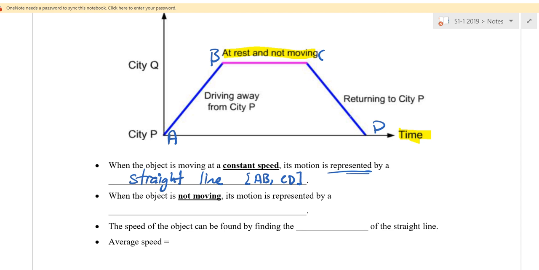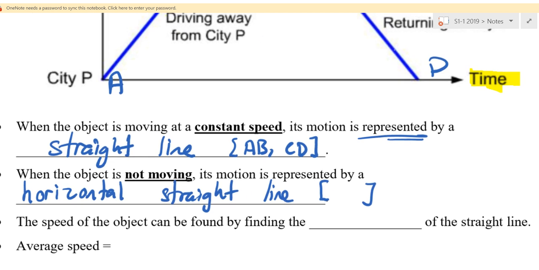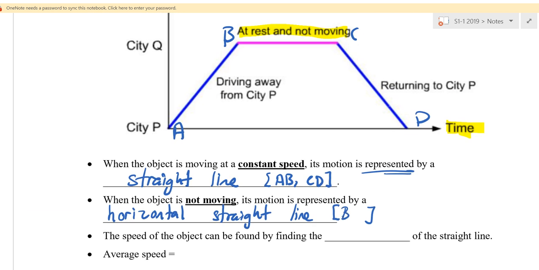Now, if it's not moving, then it is also a straight line, but this time round there's an additional word there, starting from H. Horizontal, right? If I want you to label the alphabet, then you're able to tell me it is referring to BC.